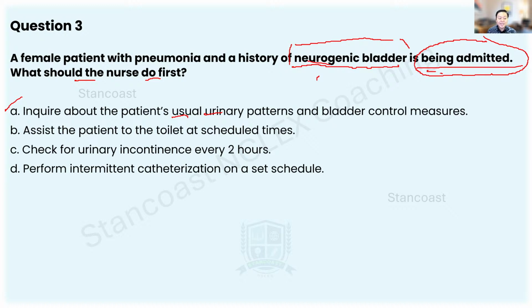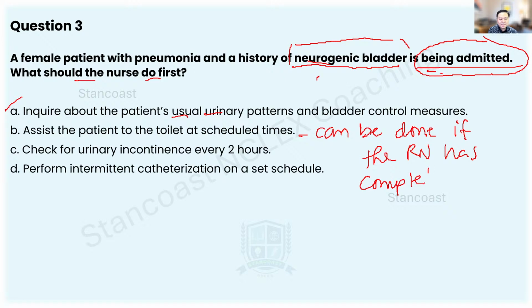If you answered letter B, assist the patient to the toilet at scheduled times, this is something that can take place if you have already known the patient's bladder control, if you have known their practices, their urinary patterns, again, will follow. Can be done if the RN has completed letter A.